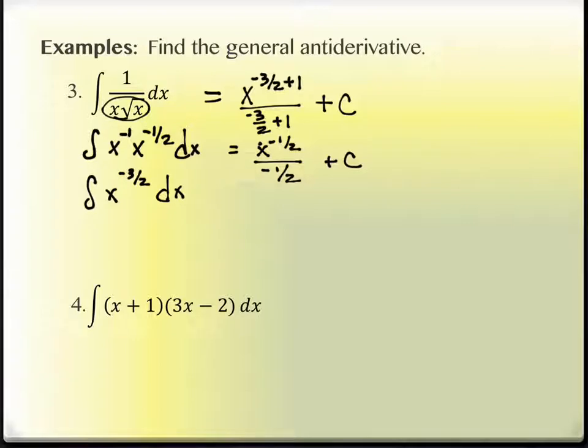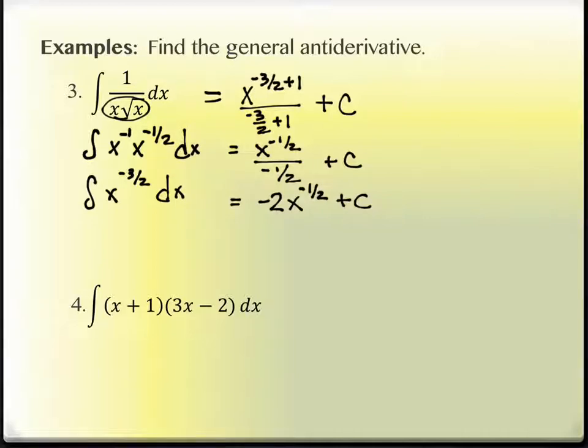How do I change this so that I don't have a fraction in the denominator? I multiply by the reciprocal, which is negative 2 in this case. So I'm going to rewrite this as negative 2x to the negative 1/2. That's the reciprocal. Everybody good with that step?